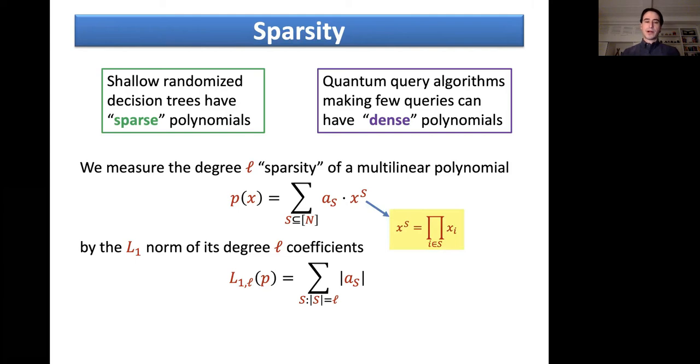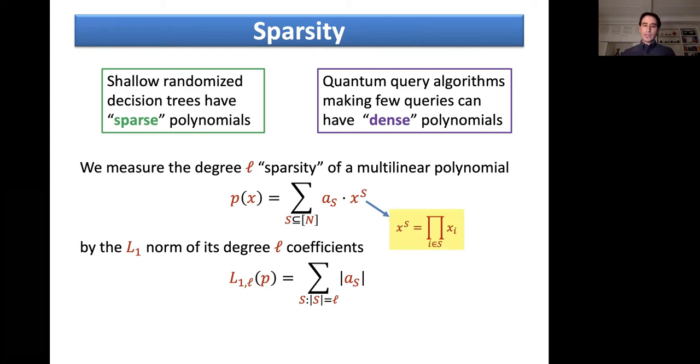How do we capture sparsity? We first look only at the degree L terms. So think of it as some kind of refined version of sparsity where we only care about degree L coefficients of this multilinear polynomial. And we are counting not how many of them are non-zero, but rather the sum of absolute values of all these coefficients. So this is some relaxed notion of sparsity.